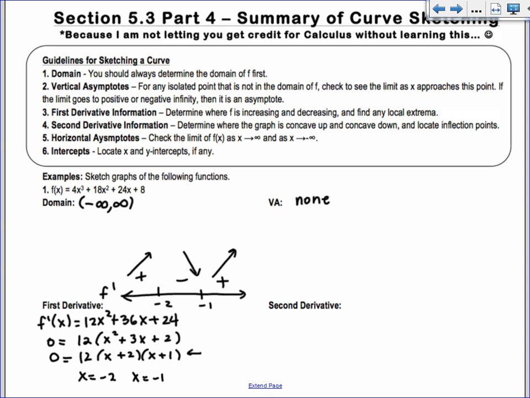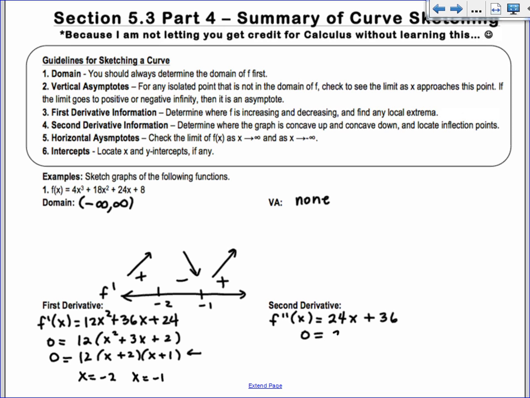Always think, does it make sense? Yes, it makes sense because your original was 4x cubed. All right, it's going to be an x cubed one. All right, the second derivative. My second derivative is going to be f double prime is equal to 24x plus 36.